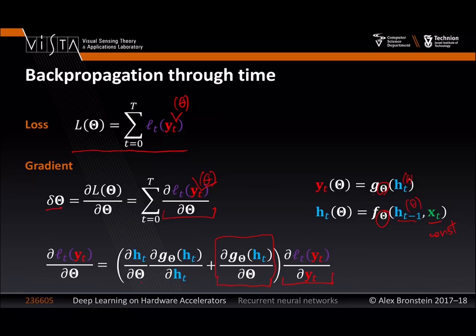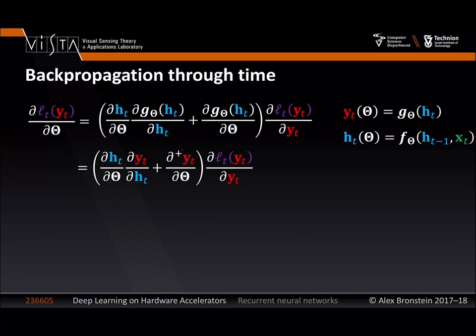I will write it like this, with this notation, partial plus. It's the immediate derivative, ignoring the dependence of the input on theta. I think this is a convenient syntax that I'm stealing from Bengio's papers. I think it's very useful. Again, this plus means that there is an input depending on my parameter, and I'm thinking of it as if it were a constant. So in this specific embodiment, this is just the derivative of g with respect to the parameters. And then I have this term.